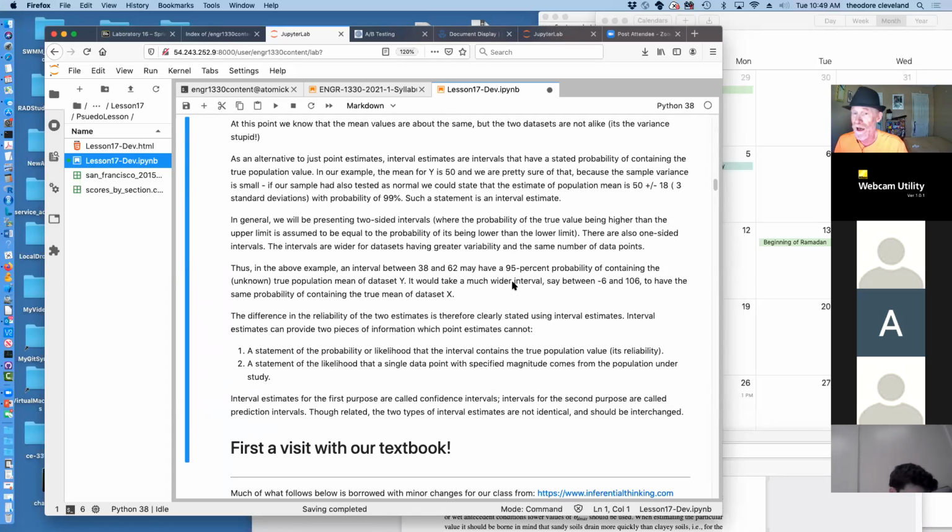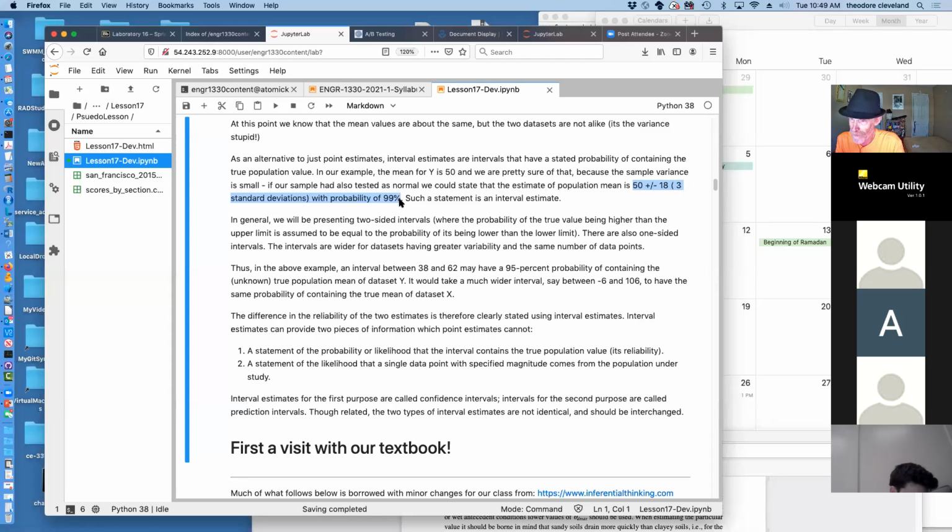If our sample had also tested out as normal, we could have stated that the estimate of the population mean is 50 plus or minus 18, where 18 is 3 standard deviations, and that would occur with a probability of 99%. So right here, that statement is called an interval estimate. Now we didn't do that because our data didn't test out as normal, although there are other things we can say about it when it's not normal.